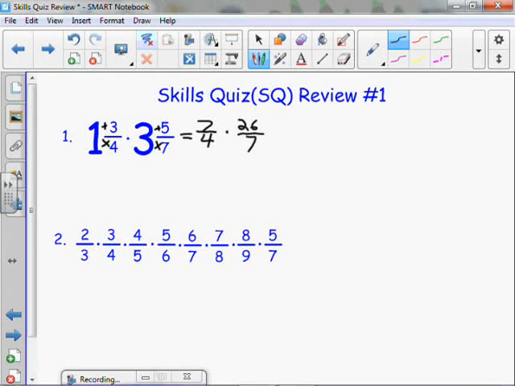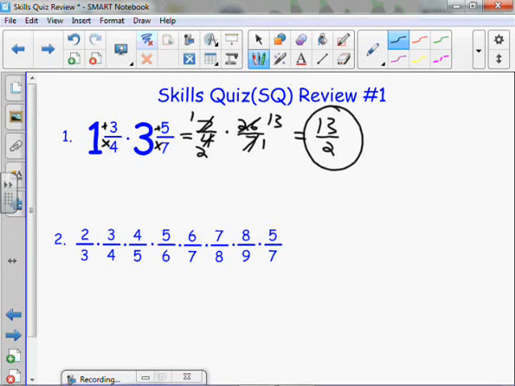The next step is to ask ourselves if we have any common factors between numbers in the numerator and numbers in the denominator. 7 and 7 both have a common factor of 7. Therefore, 7 divided by 7 is 1. 7 divided by 7 is 1. 4 and 26 also have common factors of 2. 4 divided by 2 is 2. 26 divided by 2 is 13. Final answer is 13 over 2.